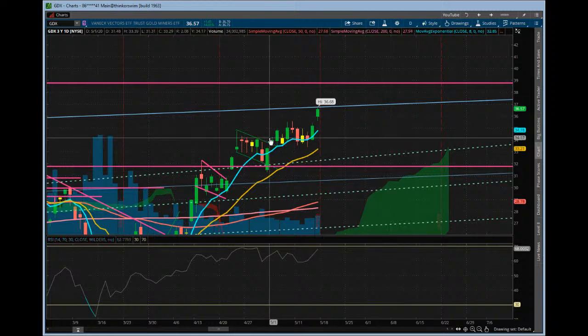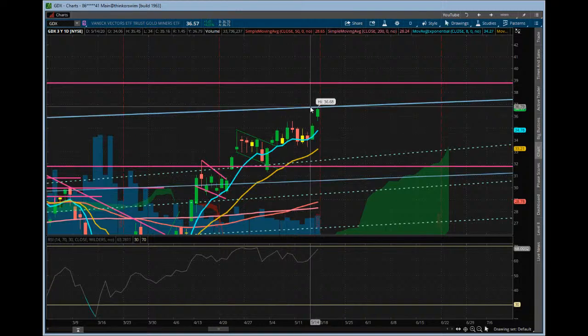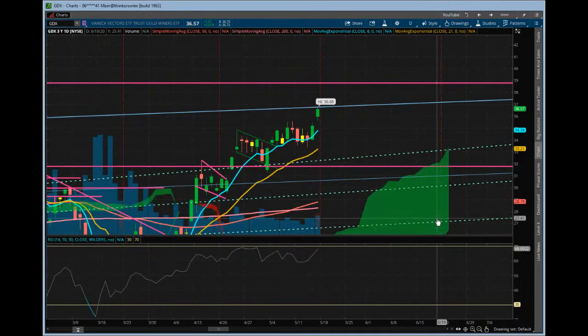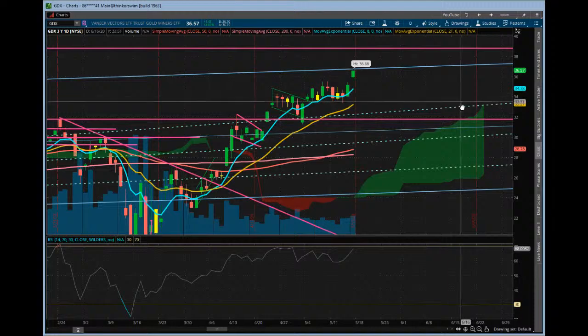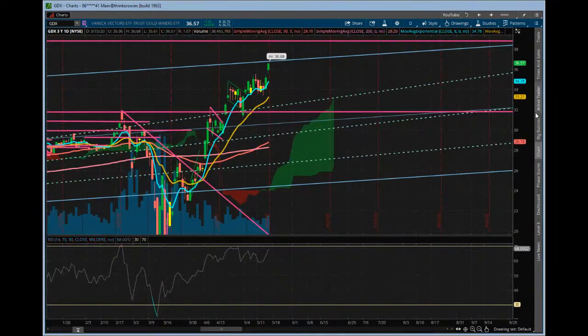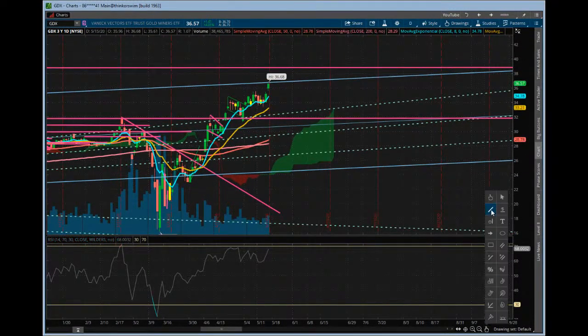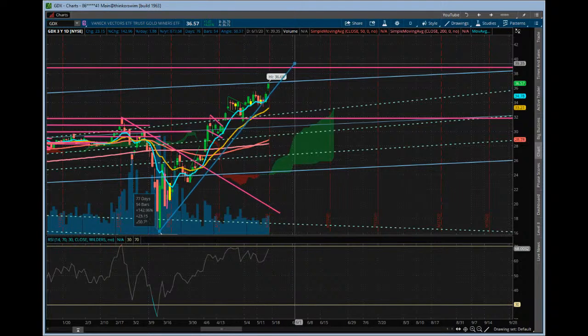I like the bull flag breakout right here. We had some sideways action after that and had a nice gap up on Friday with good volume. I know it's getting messy on here, but let's take a look. Bullish until proven otherwise, right? So we're still holding our upward trend line on that one.